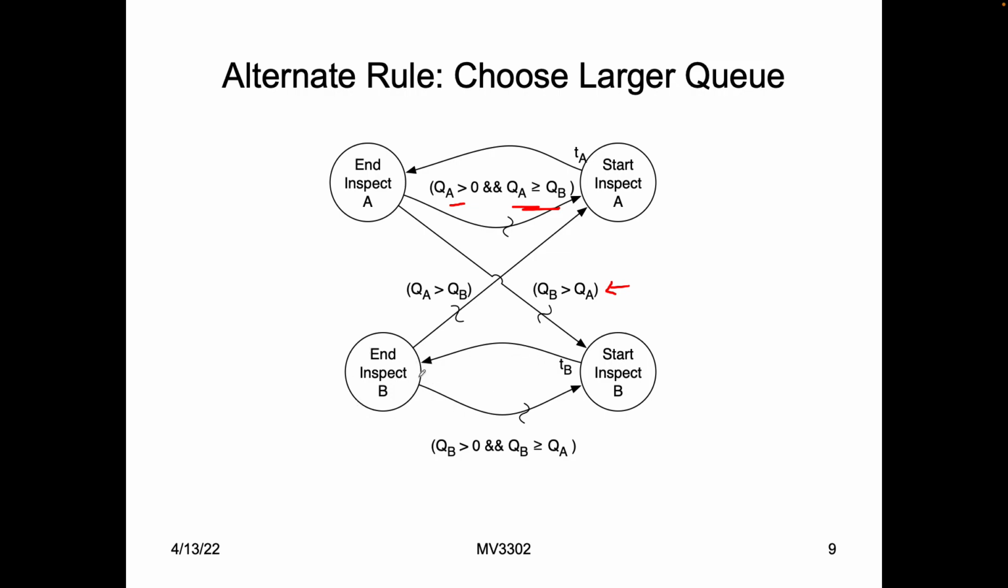And likewise, if we finish inspecting a B, if the B Q is bigger than the A Q, and in fact it is bigger than 0, because if they're both 0, this will be true, but we need to have at least one, then we'll do a B. But if the A Q is bigger, then we'll schedule an inspection on A.